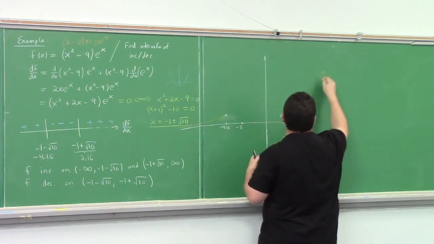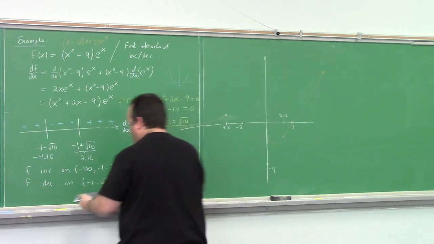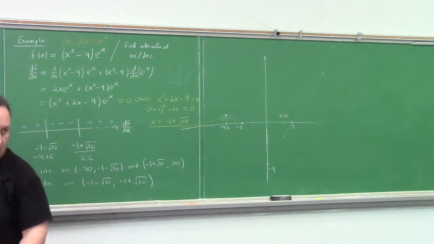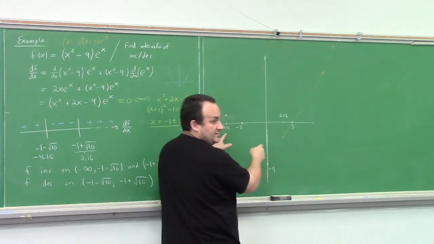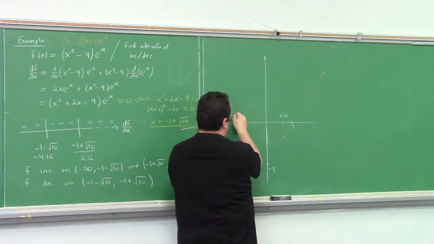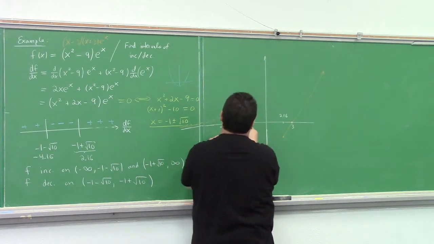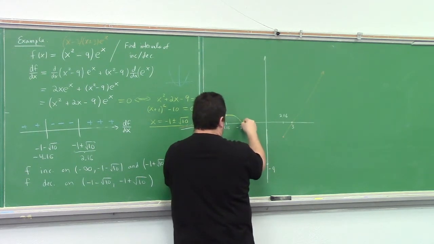Right? Between this and that, it decreases, right? So it decreases. And I know pre-calculus tells me it goes through the x-axis there, right?